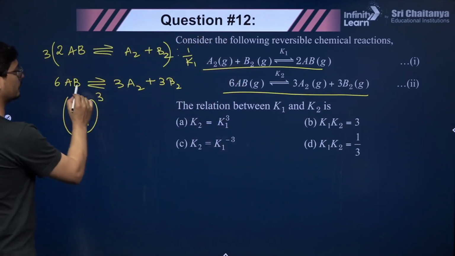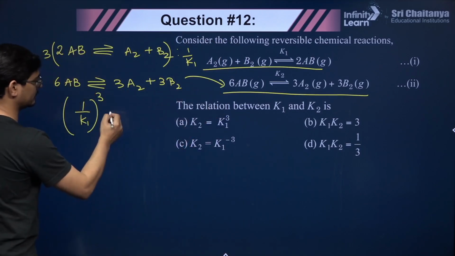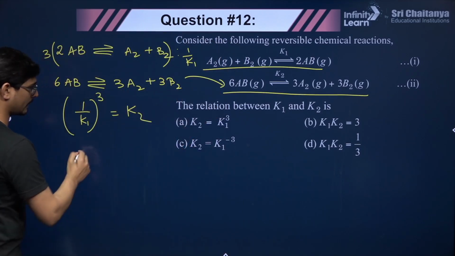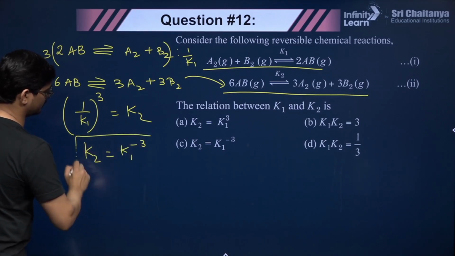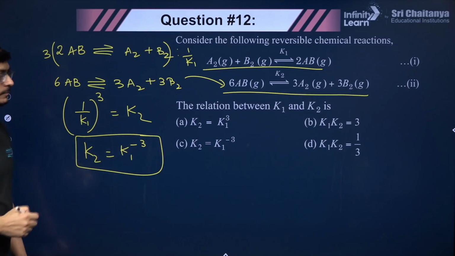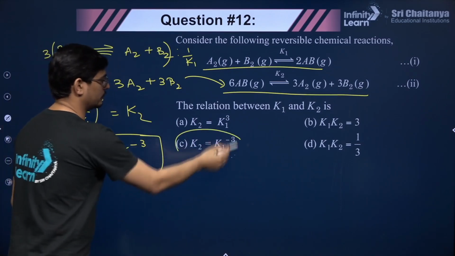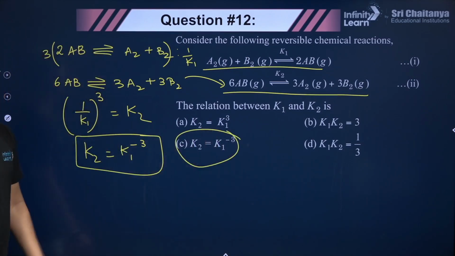Now please see, this equation is nothing but this equation, that is, this is equal to k2. So k2 is k1 raised to the power inverse cube. So k2 is equal to k1 raised to the power minus 3. That is the correct answer here.